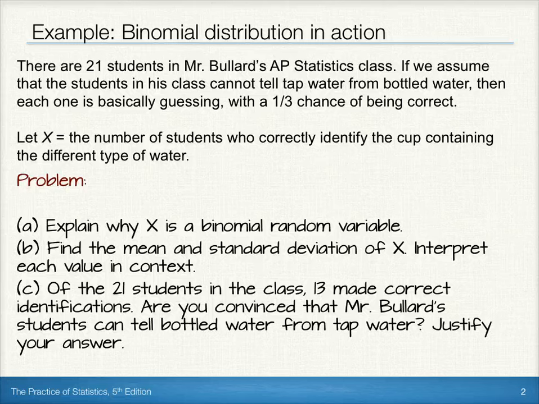Let's let X equal the number of students who correctly identify the cup containing the different type of water. First, we want to explain why X is a random variable. Then we want to find the mean and standard deviation of X and interpret those in context. And then, supposing that out of the 21 students, 13 made correct identifications, we want to know whether or not we're convinced that Mr. Bullard's class can actually tell bottled water from tap water.